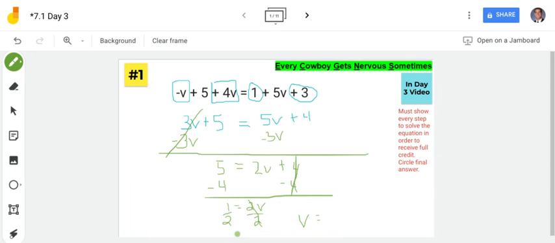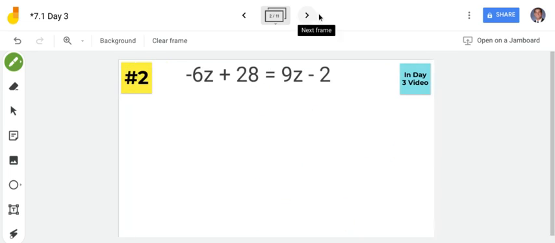Is that 2? Nope. That is 1/2. Would you agree that's 1/2 right there? So v is equal to 1 over 2, 1/2. And that is my answer. Okay, it is possible to have fractions for your answers. So don't be thrown off by that. v is equal to 1/2.